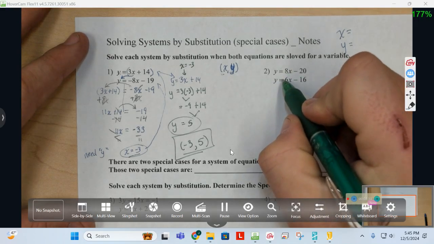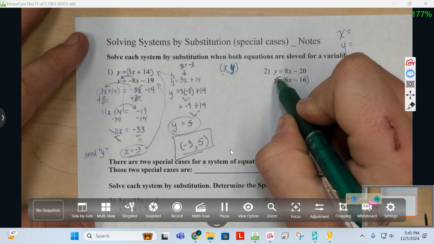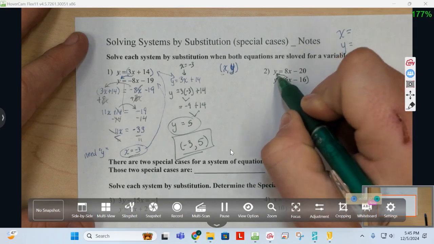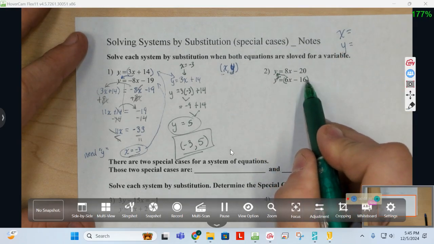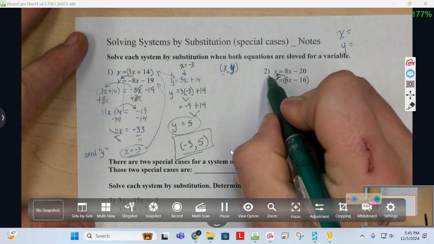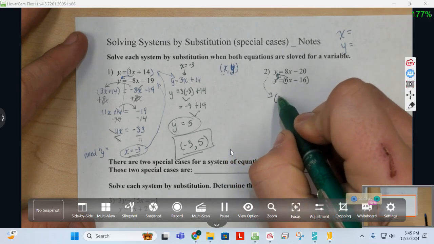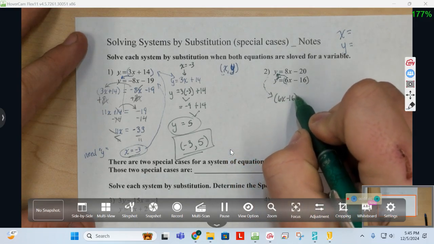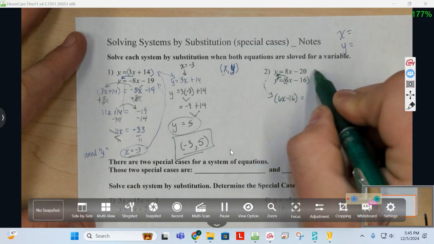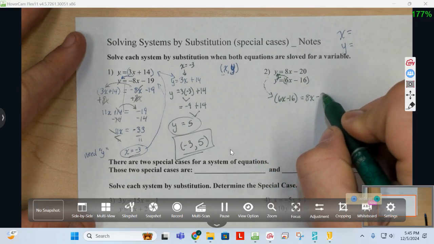But let's do this. I'm going to take this bottom equation, that's y, and substitute it in for the y in the top. So this 6x minus 16 is going to go on the top. So what that looks like is 6x minus 16 is equal to the rest of the equation, 8x minus 20.